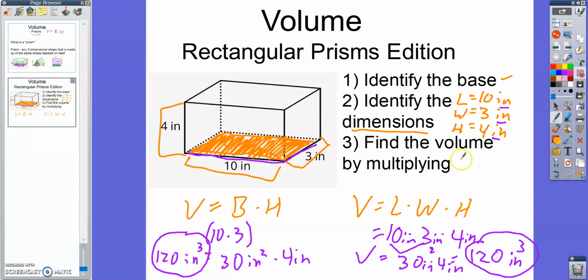So again, just recap those steps. We identify the base. What is the bottom shape? We identify the dimensions. What is the length? What is the width? What is the height? And then we find the volume by multiplying. You want to do base times height? That's fine. If you want to do length times width times height, that's also fine.